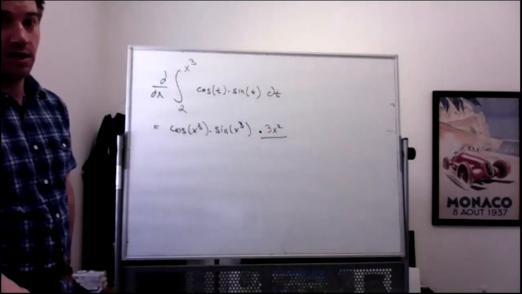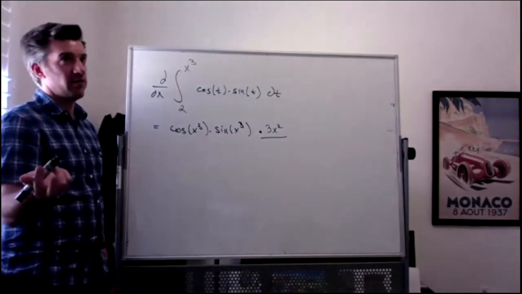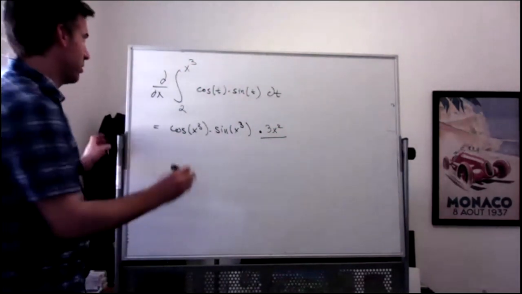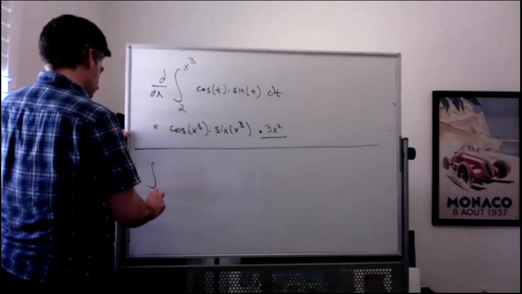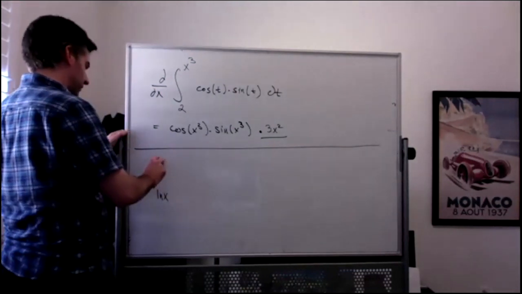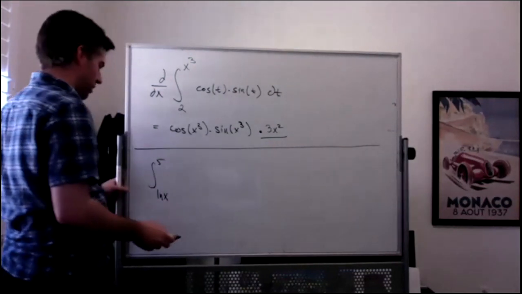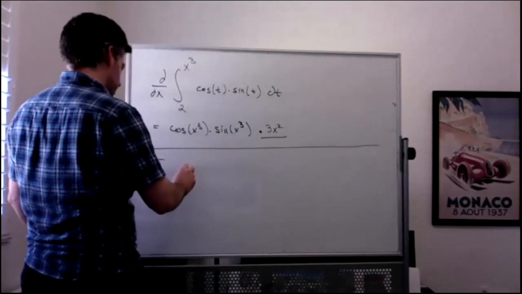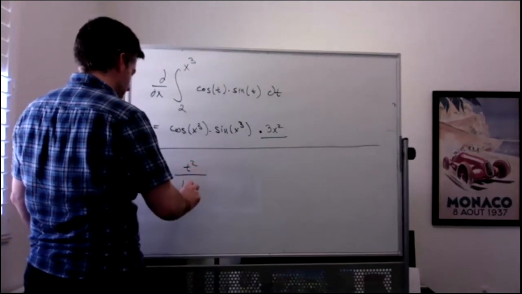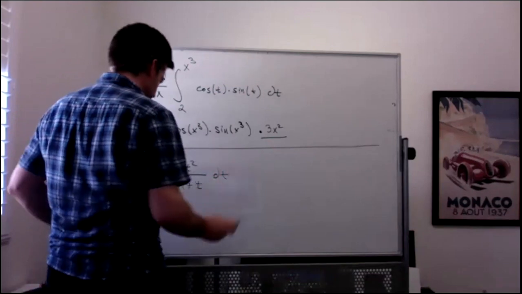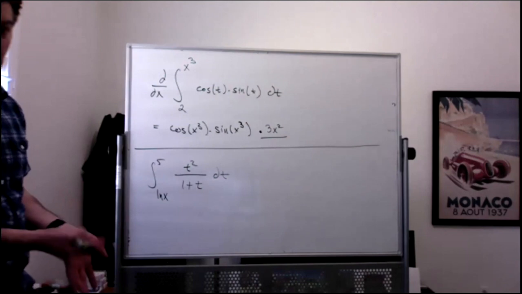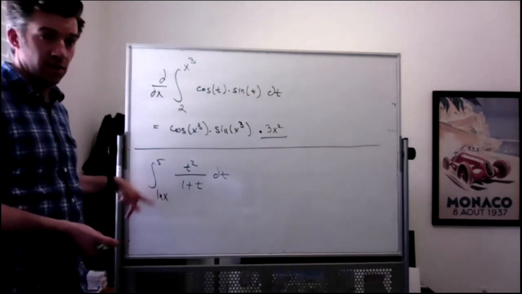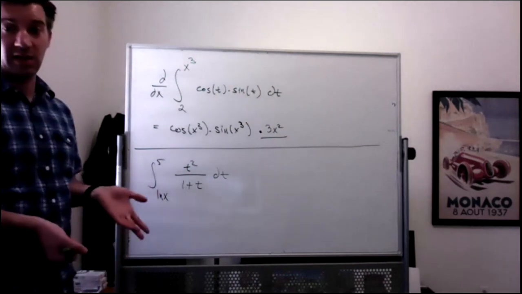That's how it works. There's two other variations of this. These are not nearly as hard. So what if instead I had the integral from, say, the natural log of x to 5 of something like t squared over 1 plus t dt? How is the natural log of x, or this function of x in general, being in the lower limit of integration, going to change that overall answer?